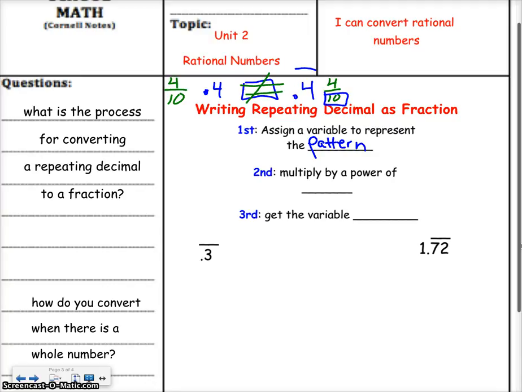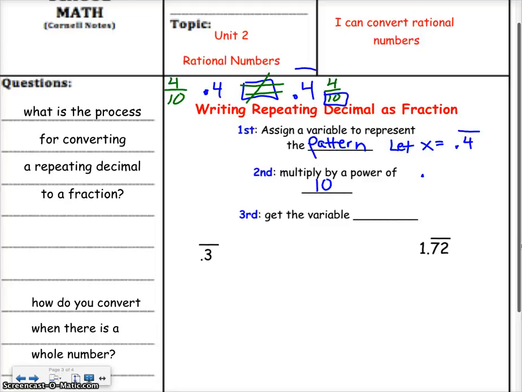So if you look here, my pattern is 0.4 repeating. So I would say let x equal the repeating decimal. That's what I mean by assigning a variable the pattern. And then I want to multiply by a power of 10, because that moves the decimal. If you recall from, I think, 6th grade, you learned about metric conversions, when you do that King Henry died unexpectedly drinking chocolate milk. Remember that? And the decimal moves around. That's what multiplying by a power of 10 really does. You can move decimals around.